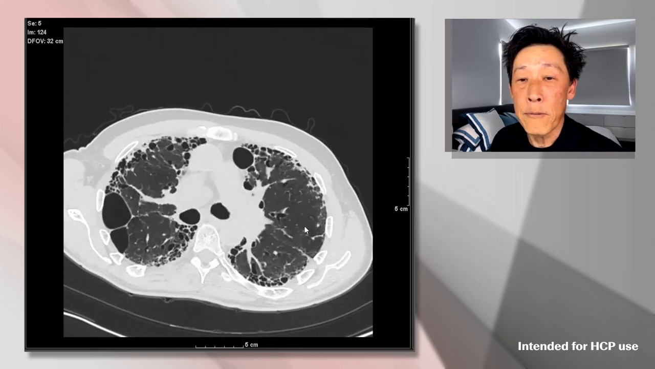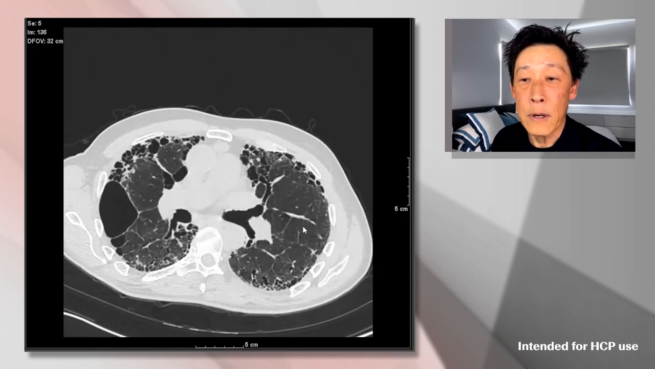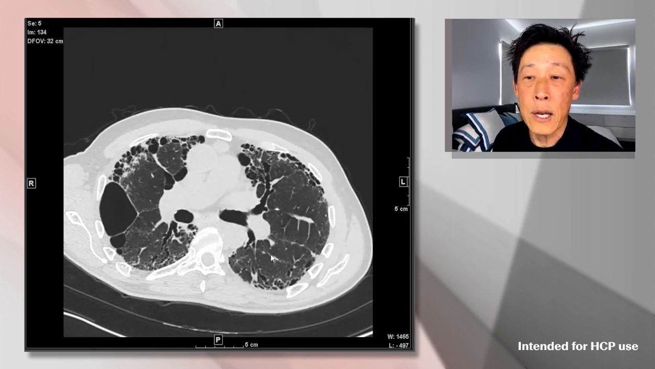Now, let's go a little bit further, more inferiorly, and I'll point out a nice example of traction bronchiectasis. So here we're in the upper lobe anterior segment, and if we follow this airway, we can see just how irregular it is as we go out to the periphery. And we can see that it abnormally dilates when a normal airway should certainly taper as we get out to the periphery. If we look immediately outside of the airway, we can see that the lung is highly abnormal.